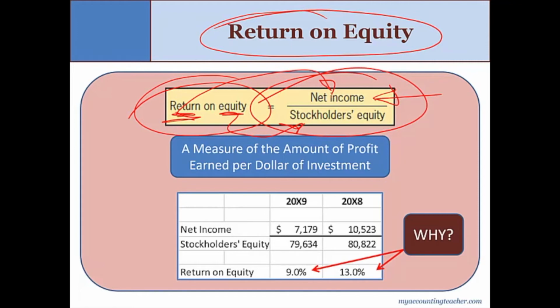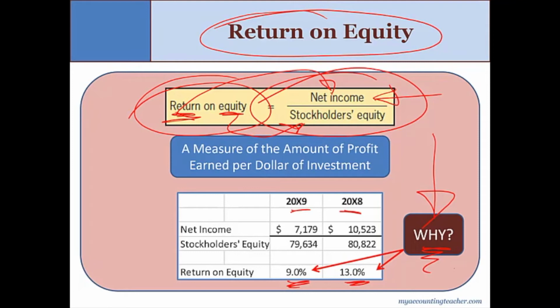For example, let's take a look at this. For X9 and X8, we take net income divided by stockholders' equity for this company. 13% in X8, 9% in X9. And you look at that and say it went down. And what's your first question? What's the obvious question? Why did my return on equity go down? What happened between X8 and X9 that caused my return on equity to go down? The Dupont Framework provides an answer to the why question.